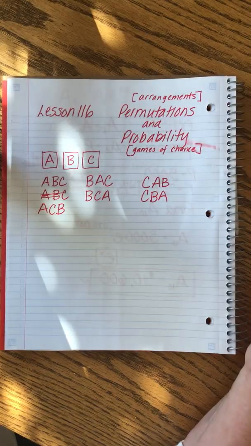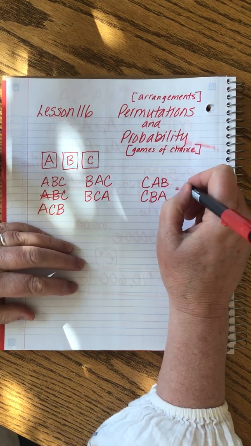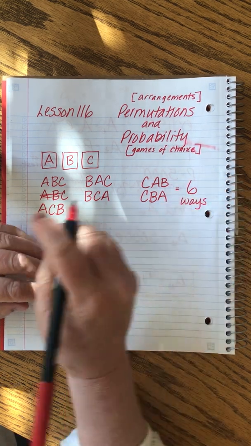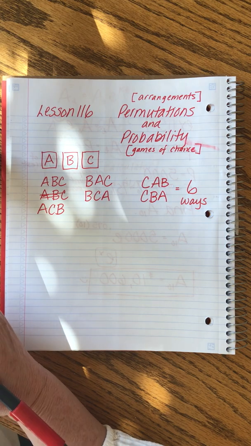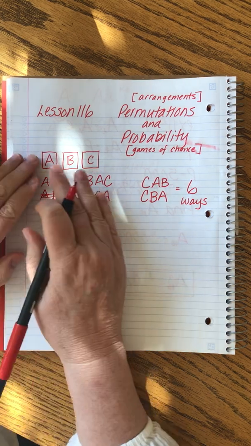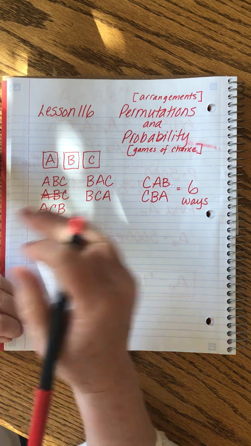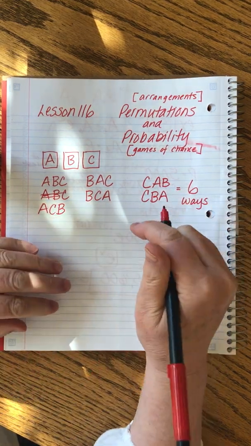Now, we can puzzle and stew over this for quite a while, but we'll find those are the only 6 ways you can arrange these 3 tiles. Now, that's great. We figured it out. That's the right answer.